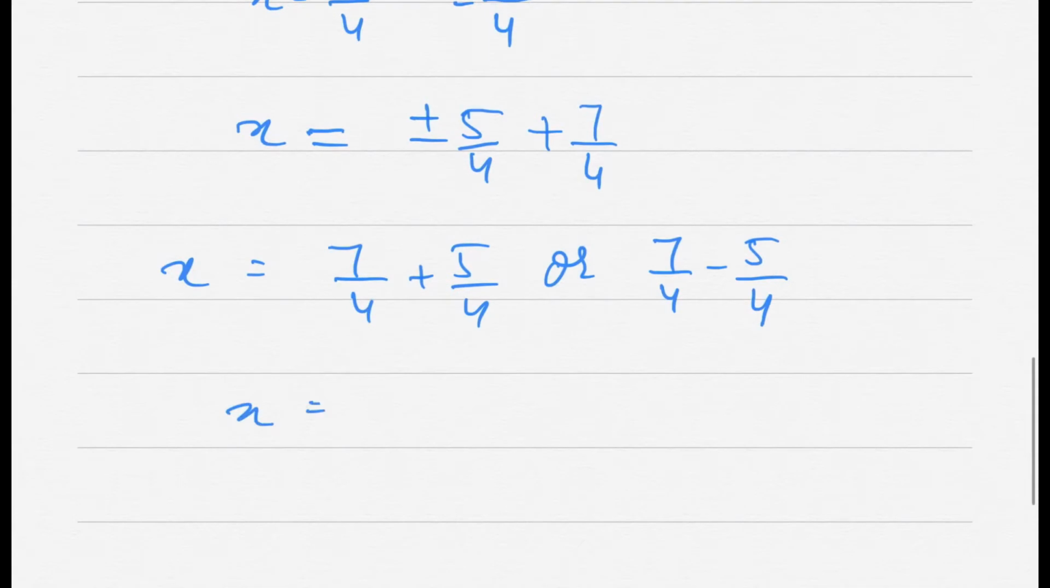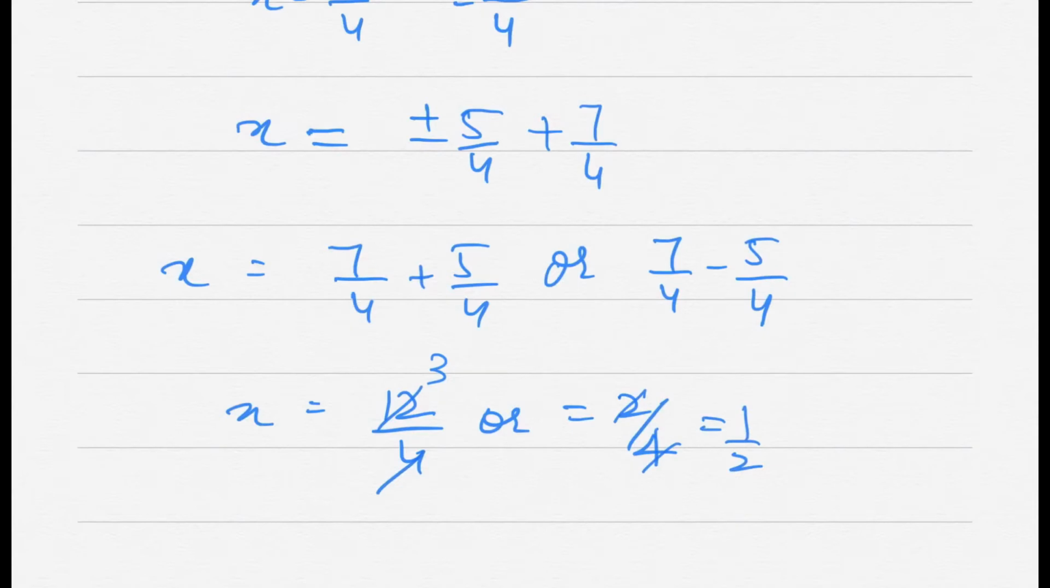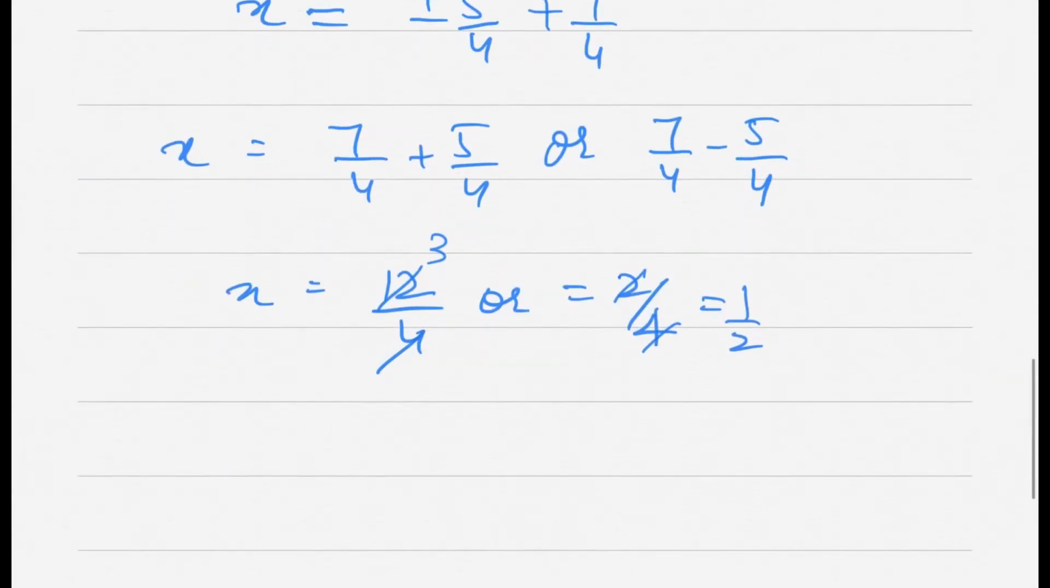So x is equal to 12 by 4, or this would be equal to 2 by 4, right? So this would be 3 and this would be half. So I get two values of x. So I get x is equal to 3, and x is equal to half.